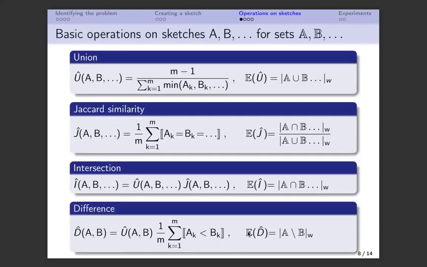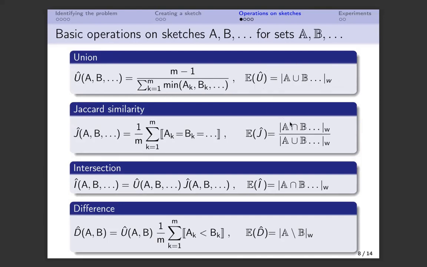Let us now explain how we make operations on data sketches. Let's start with the basic operations. To estimate the weighted cardinality of the union of sets, we use an estimator based on the sum of minimums over all sketch positions from k equals 1 up to m. And this is an unbiased estimator.